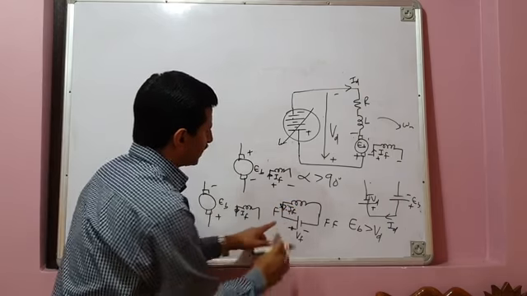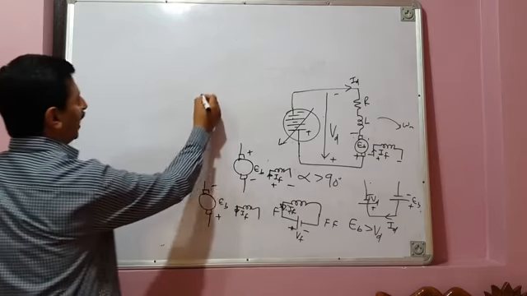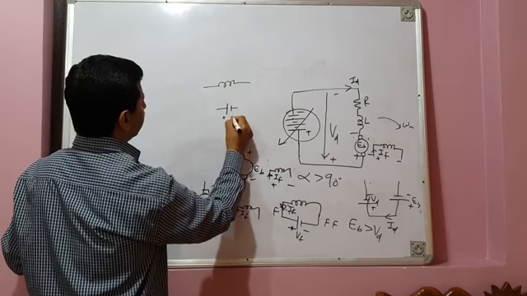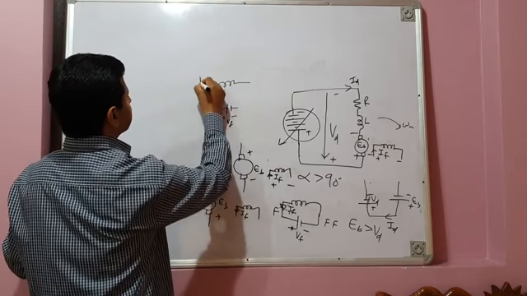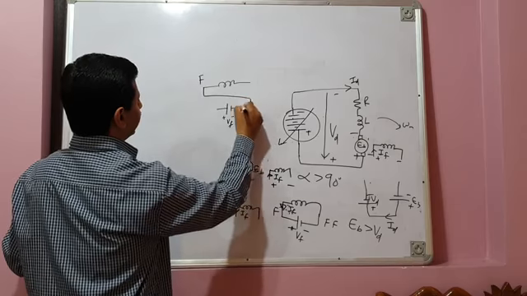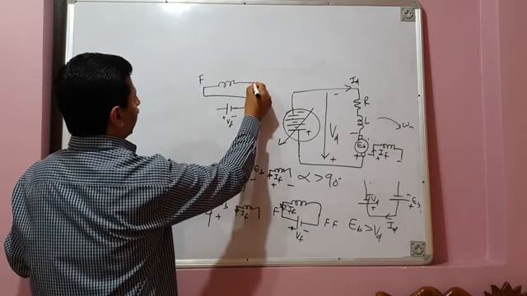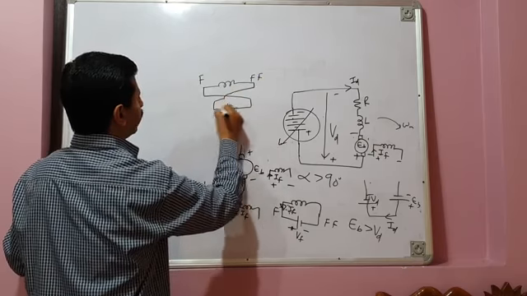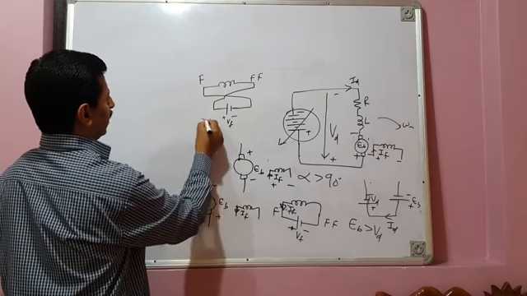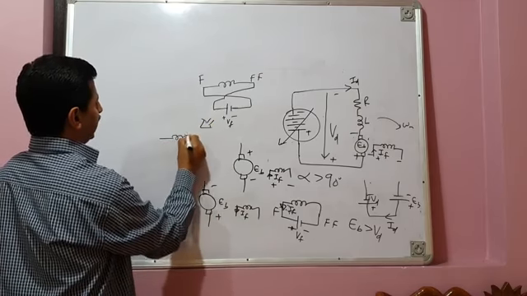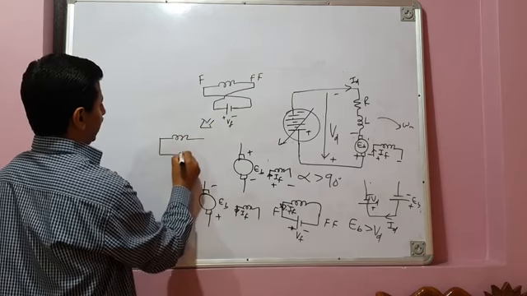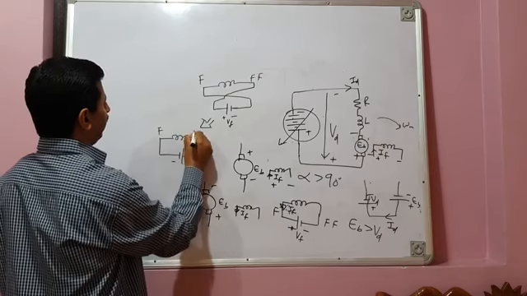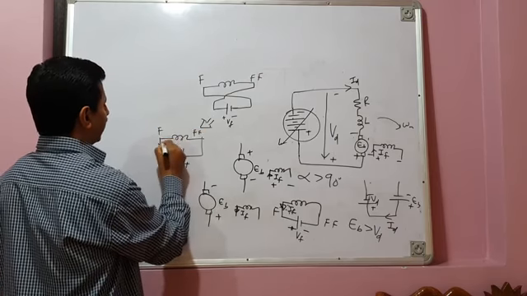So in that case, what will happen? This is your field winding, and this is field voltage, plus minus VF. In that case, F should be connected to the negative terminal, and FF should be connected to the positive terminal. So what will happen to your field circuit? The field circuit will now look like this. This is now connected to negative, this is now connected to positive, FF, and the direction of field current changes.